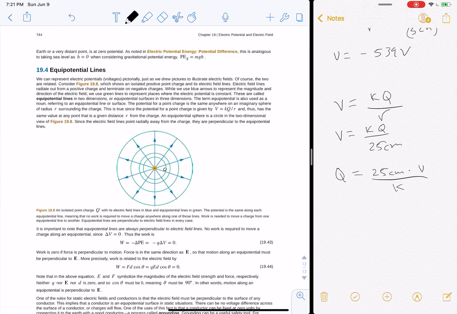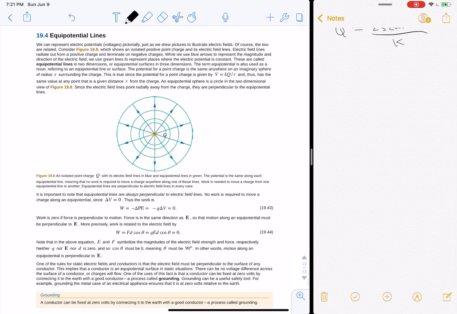Okay, last part, 19.4. Thank you for staying with me. 19.4, equipotential lines. So we can represent equipotential voltages pictorially, just as we drew pictures to illustrate electric fields. Of course, the two are related, right?